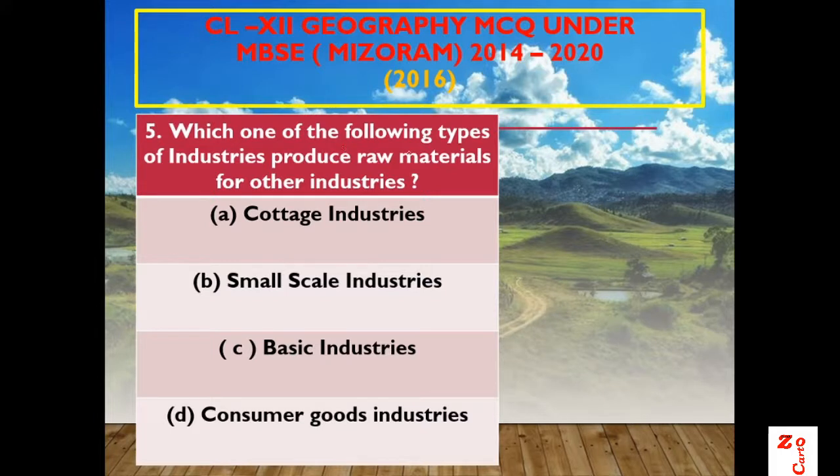Which one of the following types of industries produces raw materials for other industries? A. Cottage, B. Small scale, C. Basic, D. Consumer goods industries. C. Basic industries.